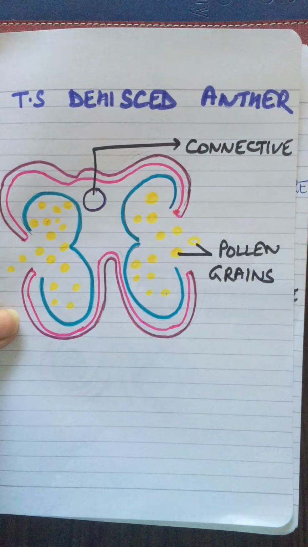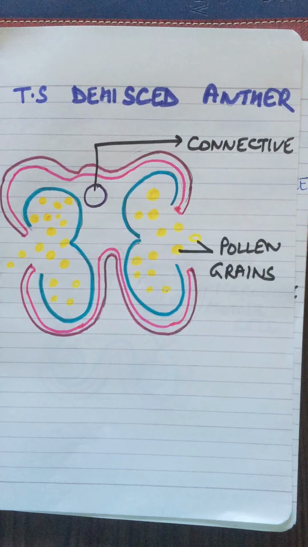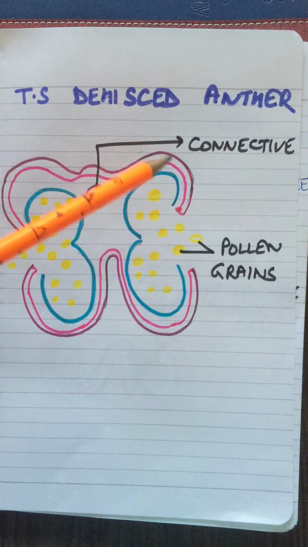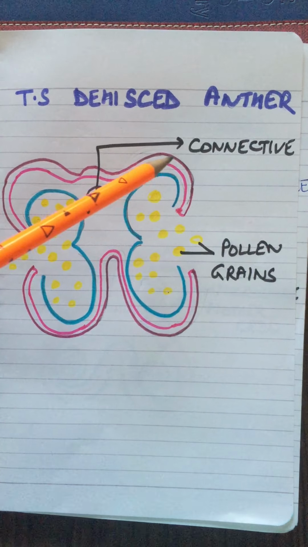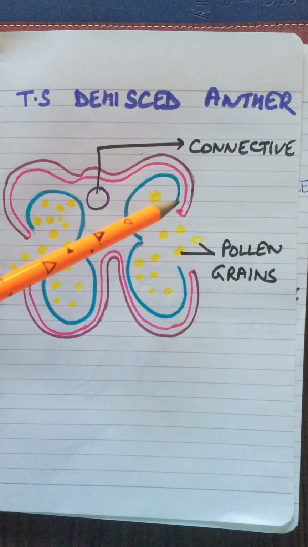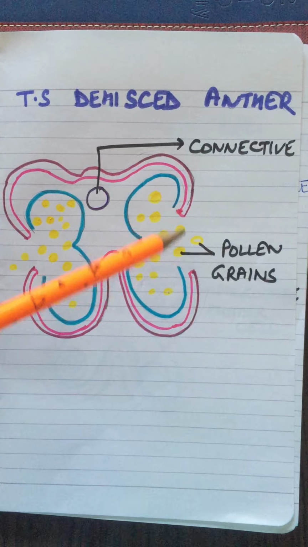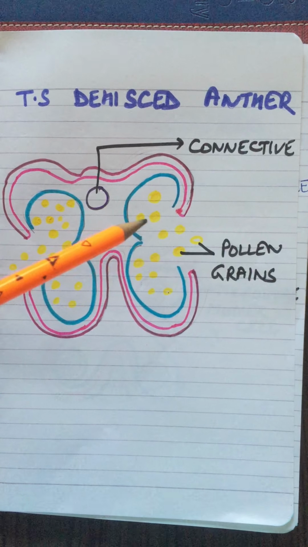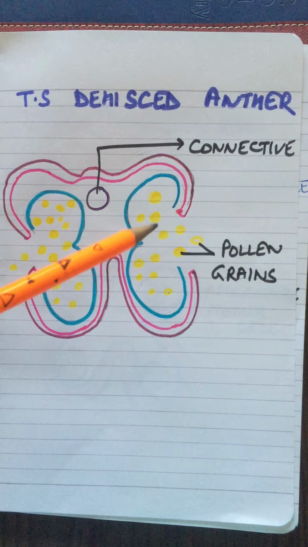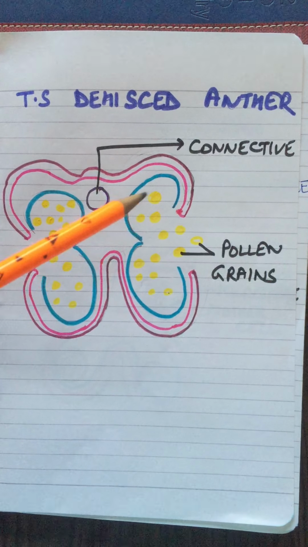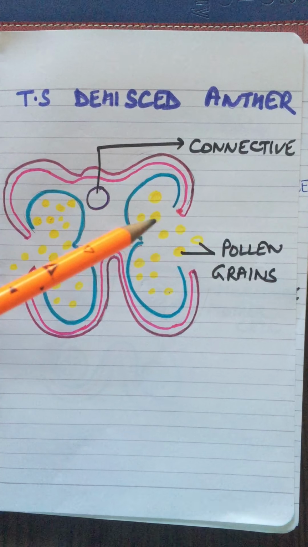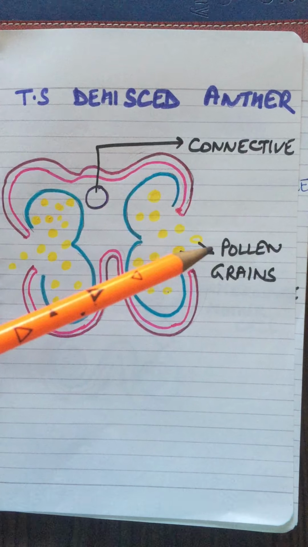Now this is the structure of a TS dehisced anther. As I told you, 3 wall layers are involved in splitting of the anther to release pollen grains. So you can see here the wall layers have broken, and the tapetum has been used up by the developing pollen grains. So no tapetum is seen here, and pollen grains are released.